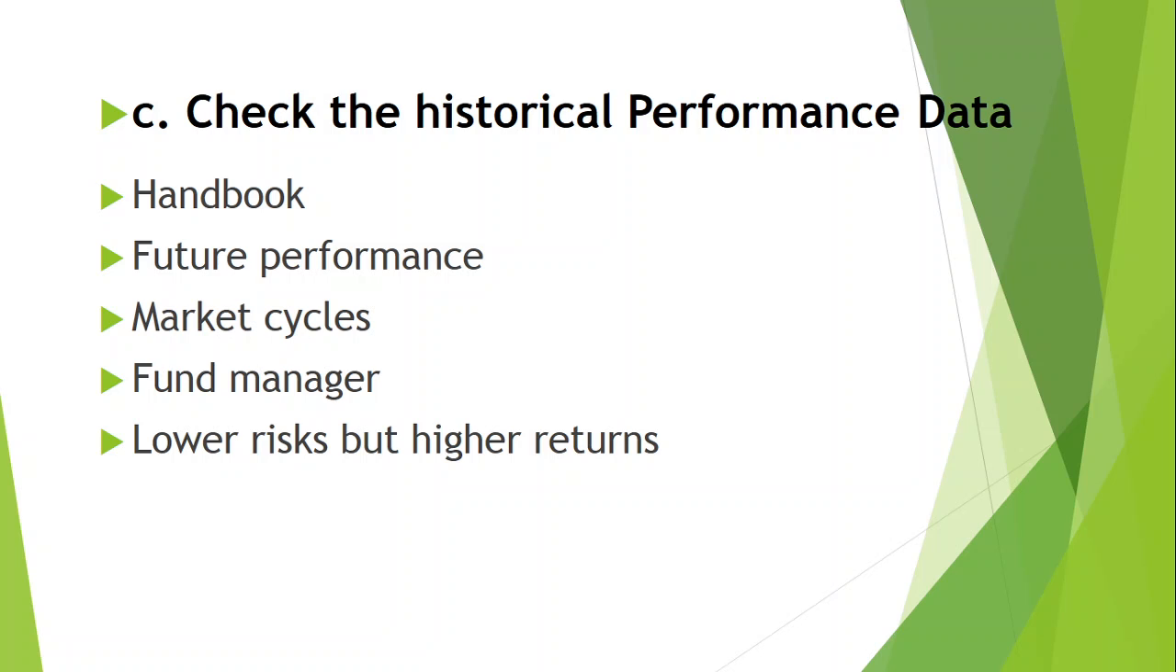Check the historical performance data. Now, every mutual fund handbook comes with a disclaimer stating that past performance is no indicator of future performance. However, this data can help you check how the fund has fared across different market cycles. Consistency can also shed light on the skill of the fund manager. In short, it will be easier for you to find a fund with lower risks but higher returns.